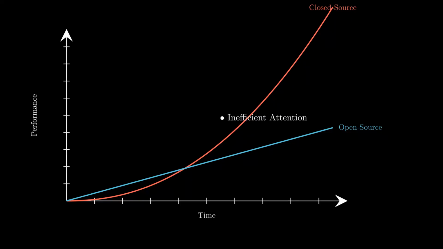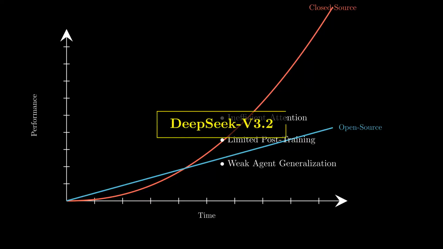But what exactly is holding open models back? First, there is an architectural bottleneck: inefficient attention mechanisms that struggle with long contexts. Second, a resource disparity: limited post-training compute prevents these models from fully maturing. And finally, a capability ceiling: weak agent generalization, making them less effective at complex, real-world tool use. This divergence seemed inevitable, until now. Enter Deepseek V3.2. Let's explore how this model bridges the gap and redefines the frontier.